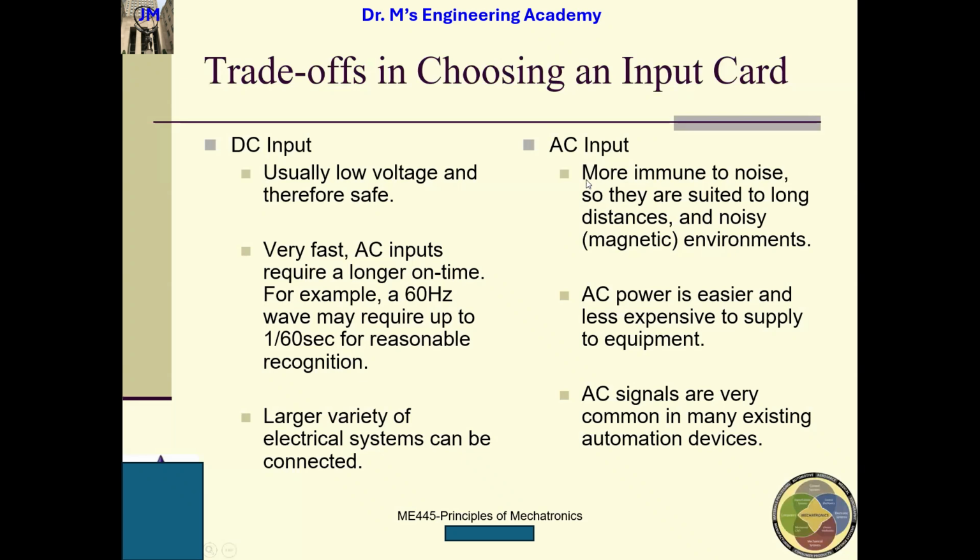A larger variety of electrical devices can be connected with DC because these devices are more popular. But sometimes we need to use AC input, if we need it to be more immune to noise. AC inputs are suited to long distances and noisy magnetic environments. AC is much better in this regard. AC power is also easier and less expensive to supply to equipment, much cheaper. AC signals are very common in many existing automation devices.